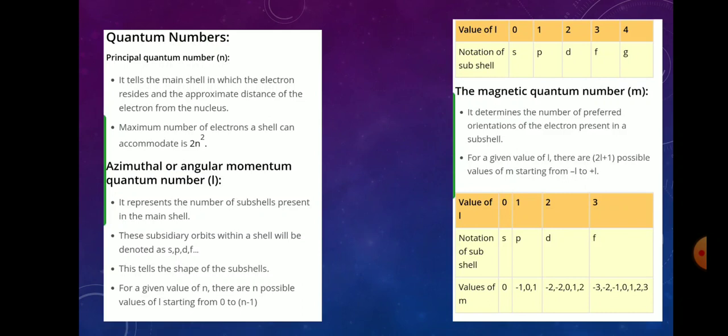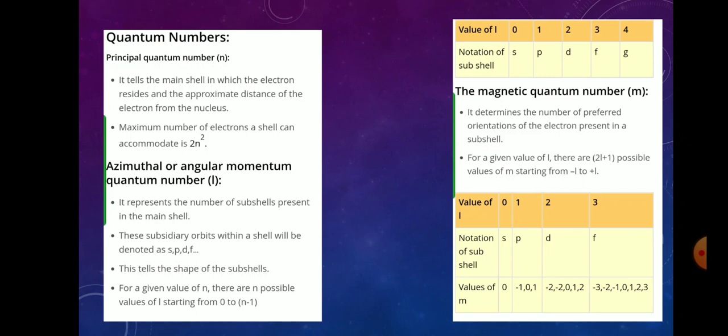Azimuthal or angular momentum quantum number, denoted by l. It represents the number of subshells present in the main shell. These subsidiary orbits within a shell are denoted as s, p, d, f and so on. This tells the shape of the subshells. For a given value of n, there are n possible values of l, starting from 0 to n minus 1.